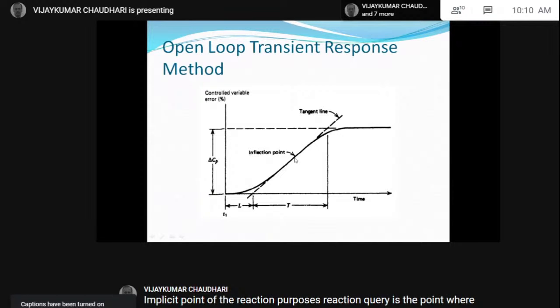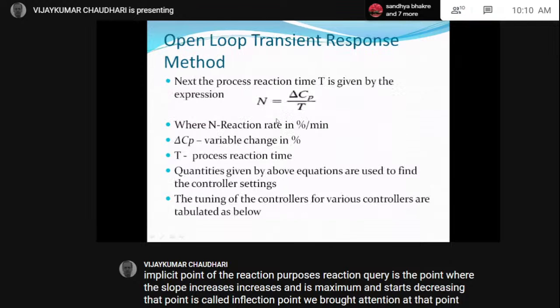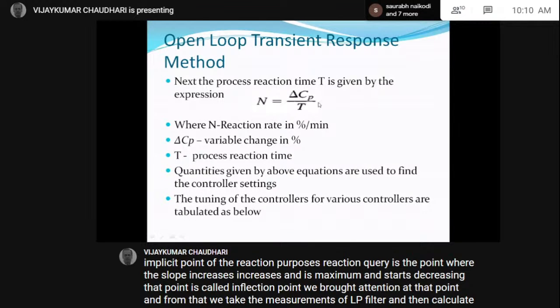Increases and is maximum and then starts decreasing. That point is called the inflection point. We draw the tangent at that point, and from that we take the measurements of L, T, delta Cp, and then calculate N, the reaction rate.